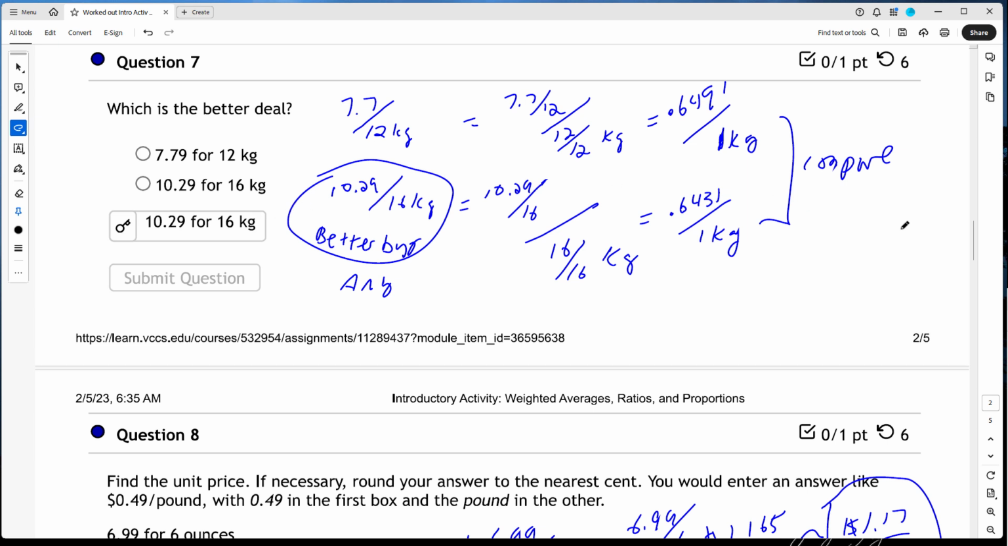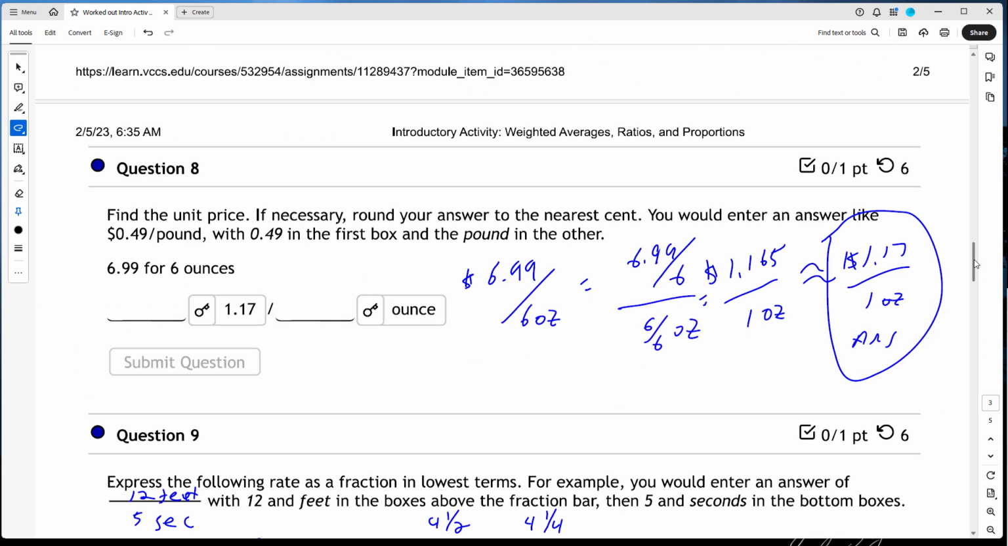What was number 7? Number 8. Find the unit price if necessary. Round your answer to the nearest penny. You would enter the answer like 49 cents per pound. Put 0.49 in the first box and pound in the second box.